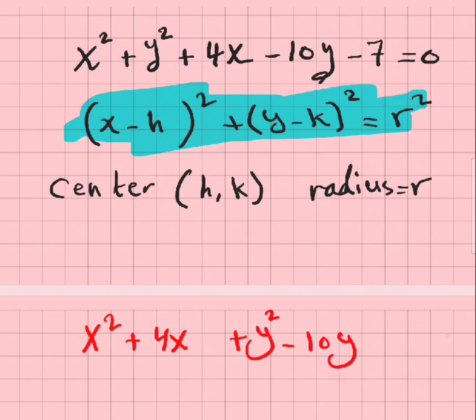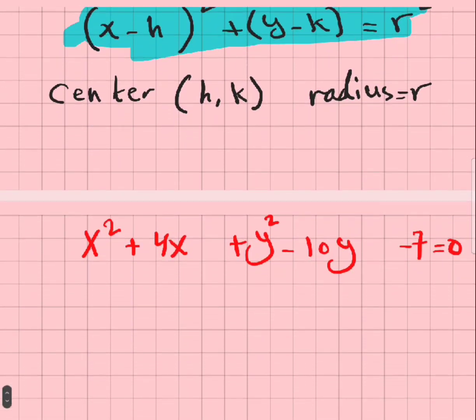What I did is I just rewrote it, with my x's next to each other and my y's next to each other. Now I can complete the square for each of these terms. If there is a term in front of my quadratic, I have to factor it out. Fortunately, we don't have any terms in front of our quadratics, so we're good.